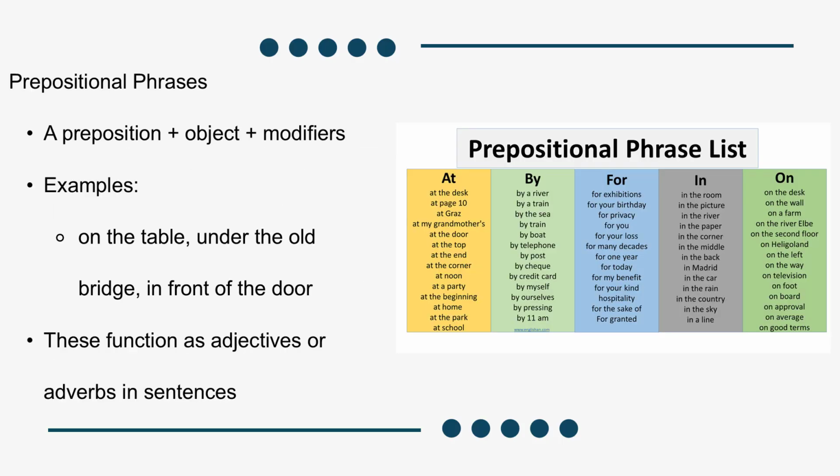Prepositional phrases. Let's explore prepositional phrases. These include a preposition, its object, and any modifiers. Examples are on the table, under the old bridge, or in front of the door. They work like adjectives or adverbs in a sentence. These phrases give detail and structure.